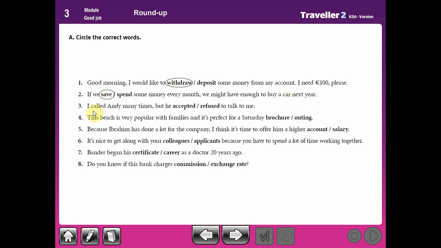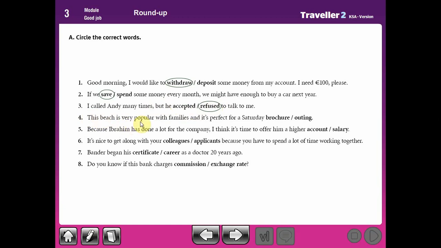Number 3, I called Andy many times, but he accepted or refused to talk to me. So but here means contrast, right? So I called him. Can you say I called him but he accepted to talk to me? No, it's not logical, right? So you say but he refused to talk to me, right? Because but here means contrast, right?